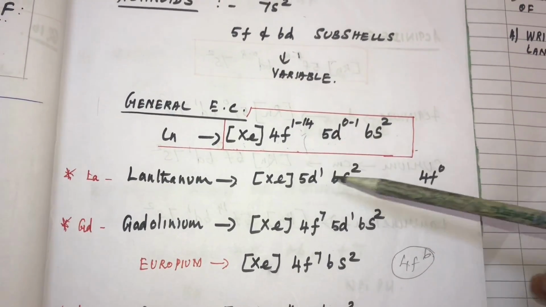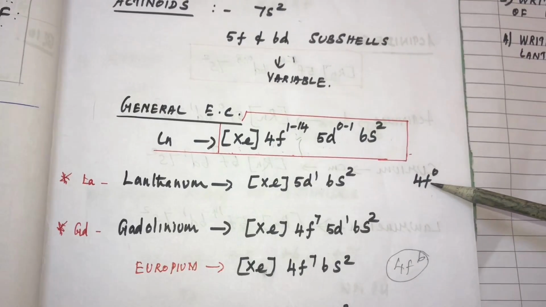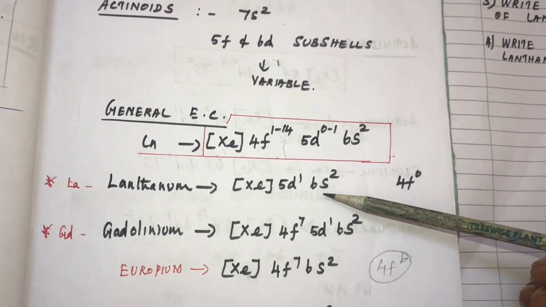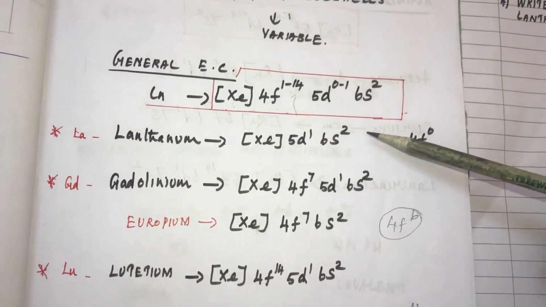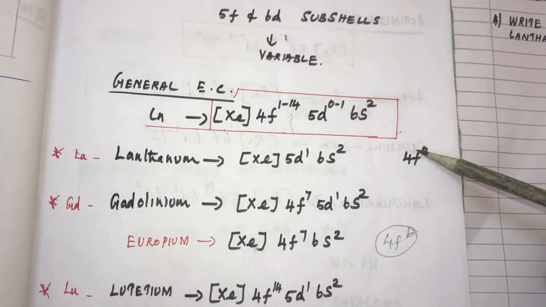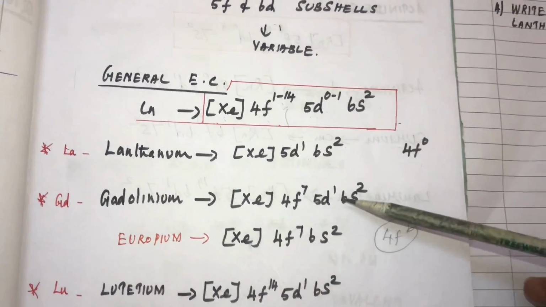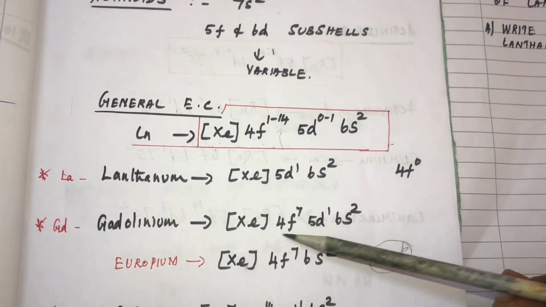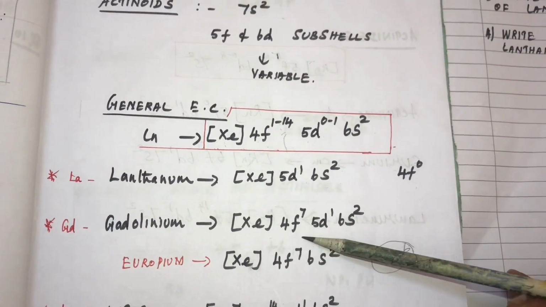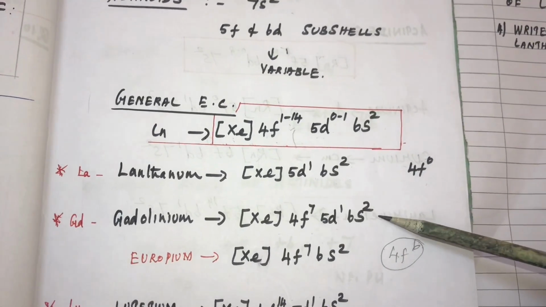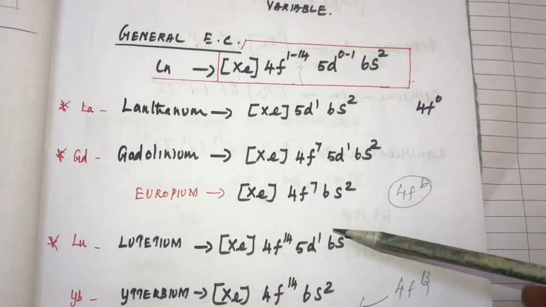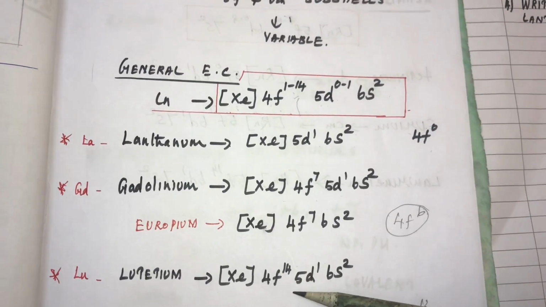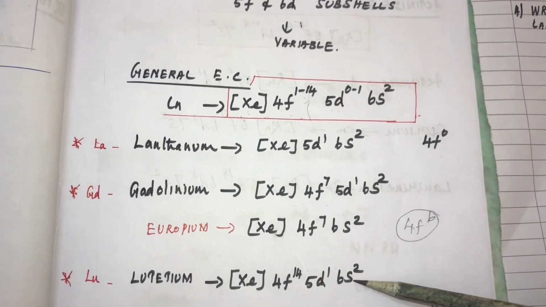Here lanthanum contains 0 electrons in the 4f orbital and 1 electron in 5d1 and 6s2. Gadolinium has the half-filled configuration, xenon 4f7, 5d1 and 6s2. And lutetium has the fully filled stable configuration, xenon 4f14, 5d1, 6s2.